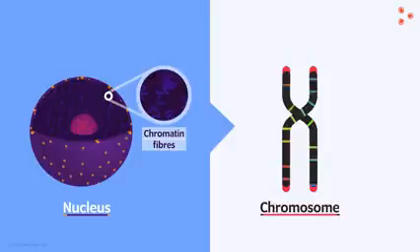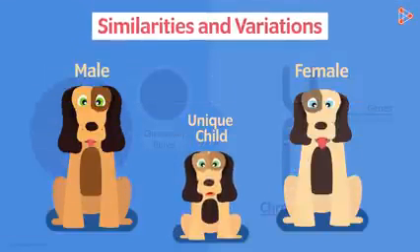These chromosomes are made up of smaller important segments. These functional units are called genes. Genes form the basis of heredity in all organisms. That means the similarities and variations that organisms have with their parents.